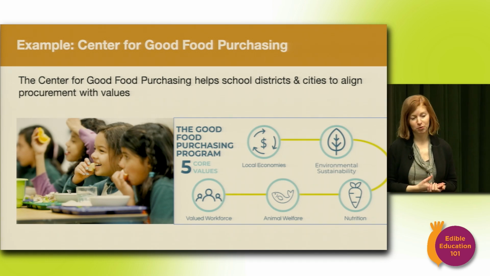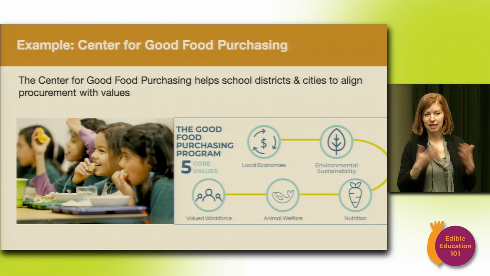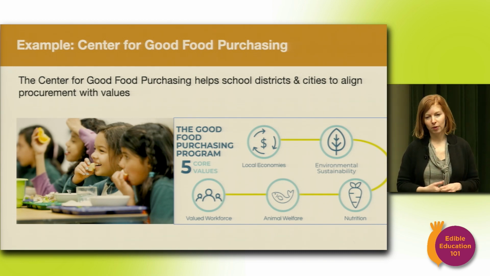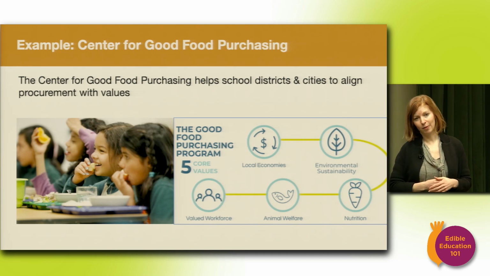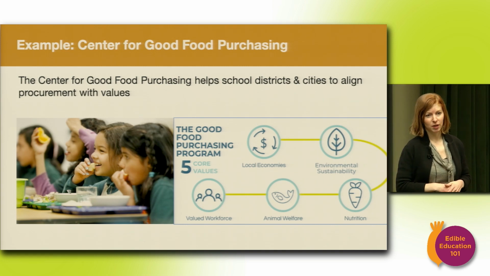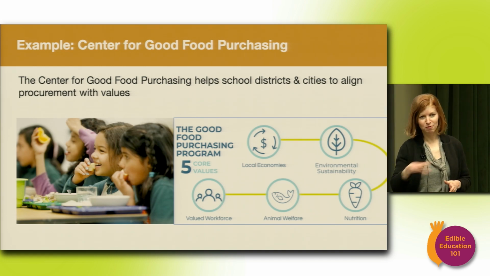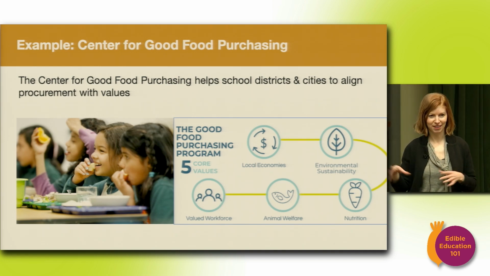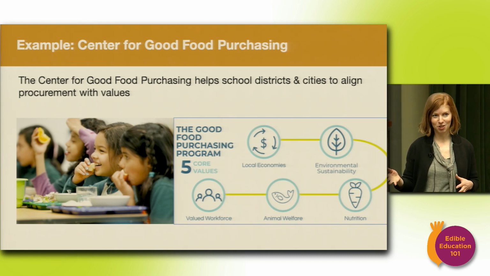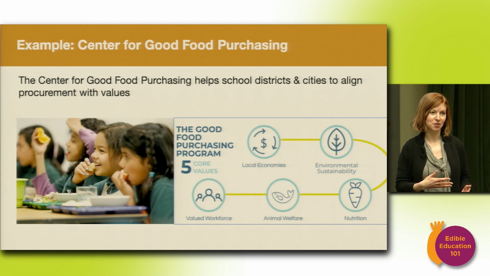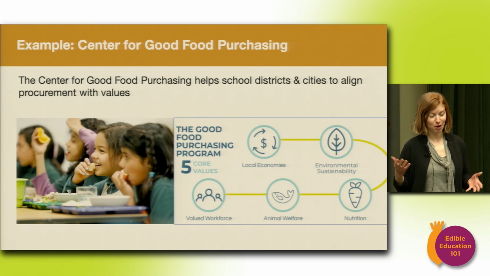And so the Center for Good Food Purchasing is a nonprofit. It's actually based here in Berkeley, and they work with school districts and cities and universities across the country to help them align their procurement to their values. It's an interesting movement, and we work with a bunch of different partners working on different aspects of this: how do we align procurement from public institutions with the kinds of values that we would want to see in a better food system?